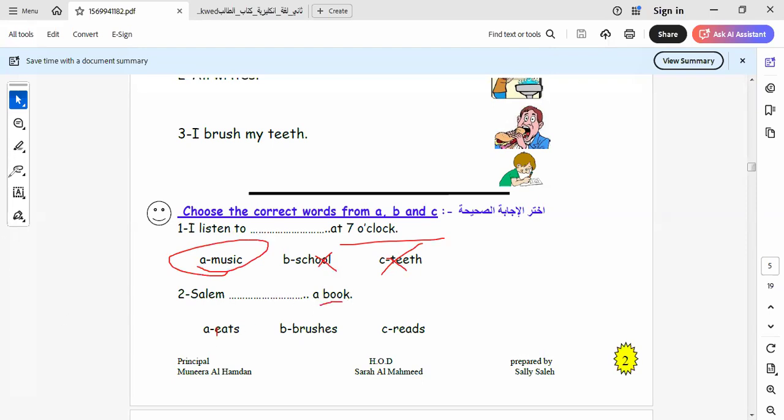What can we do with a book? We can eat books? Wrong. We can process books? No. What can we do? We can read. So it will be Slim reads a book.